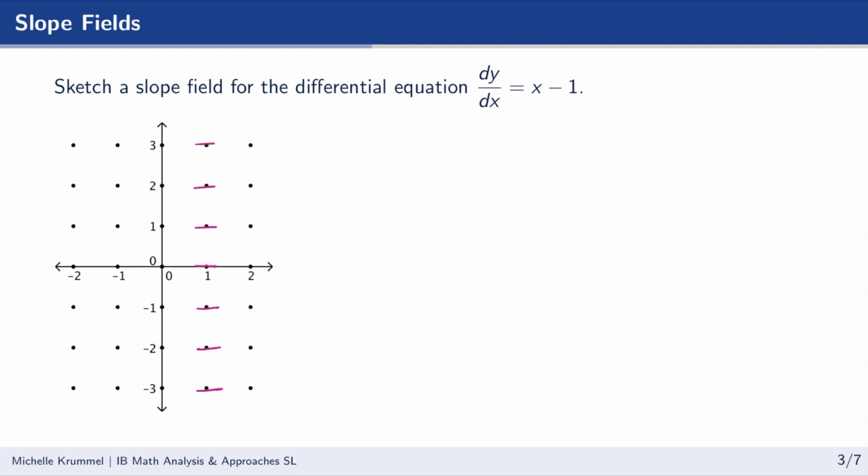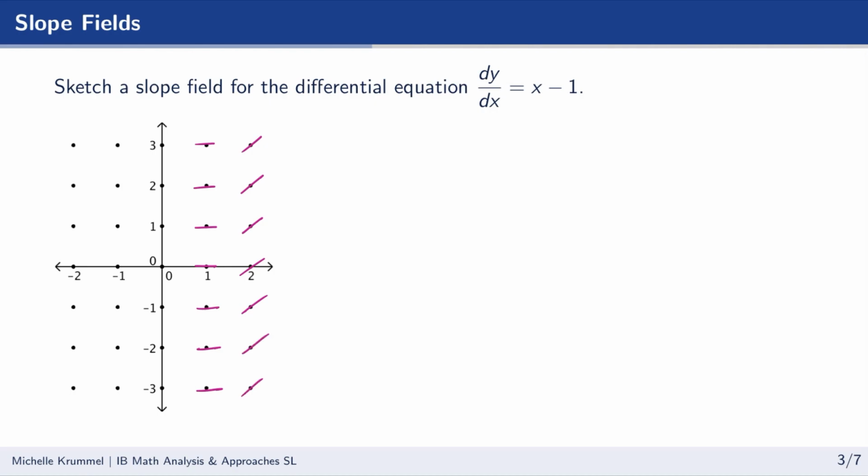So let's use x equals 2. If x equals 2, the slope is 1. So everywhere x is 2, in other words, this entire column right here, everywhere that x equals 2, the slope is equal to 1. And a slope of 1 is easy to draw because it's just a 45-degree angle. So that one's not too tricky.